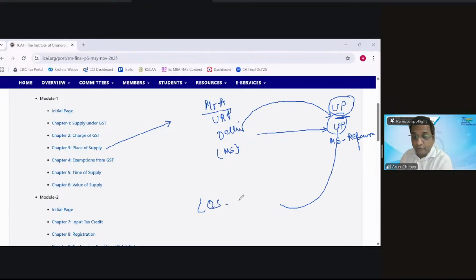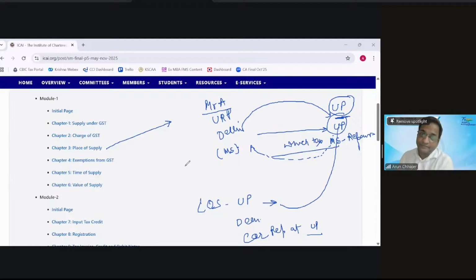The supplier who is raising the invoice is the UP Maruti Suzuki service center. The recipient is obviously in Delhi. The service is car repair at UP. Now tell me, when the UP party raises the invoice to Delhi, which tax will be charged and why?